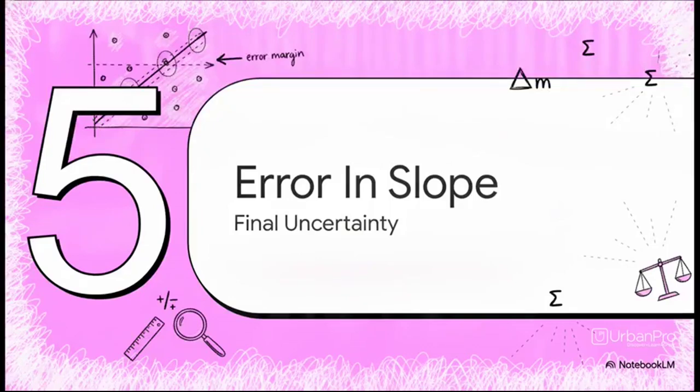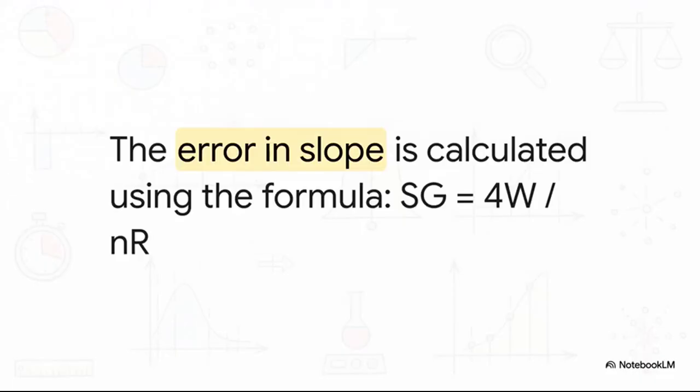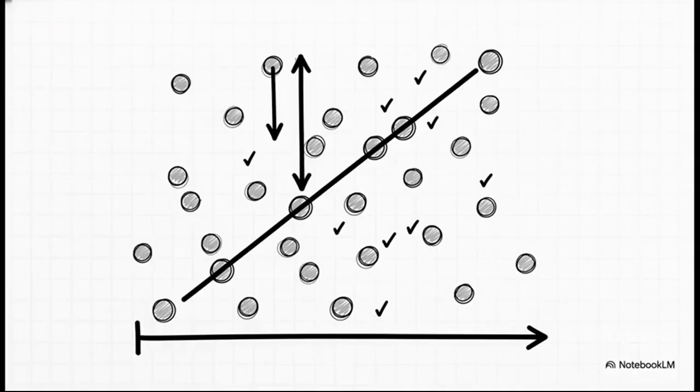Even after you've painstakingly drawn your perfect line of best fit, your final experimental conclusion, which is usually the slope of that line, still has an error margin attached to it. So, you're going to use this highly specific formula for calculating the error in your slope. Error equals 4W divided by NR. In your practicals, this simple little formula is a total game changer. It's your key to proving exactly how reliable your final results are, giving you that precise plus or minus range for your calculated slope. Let's unpack those variables real quick.